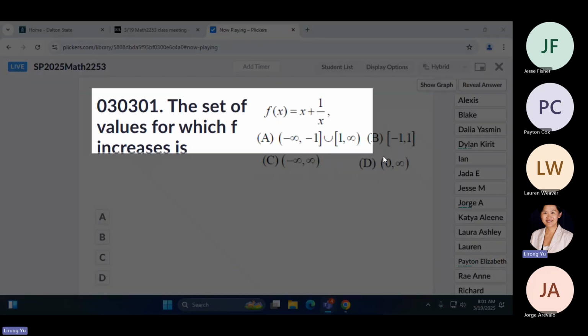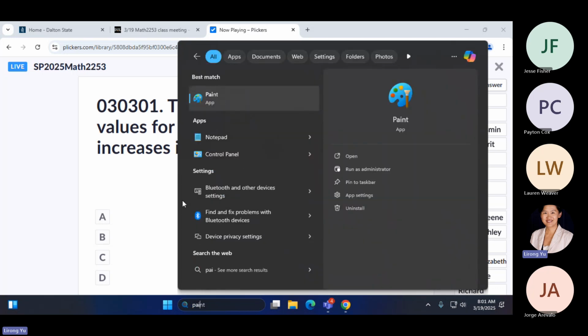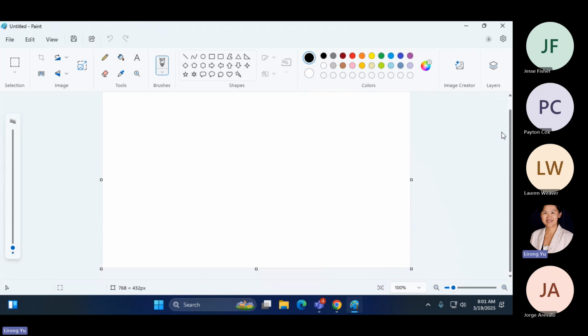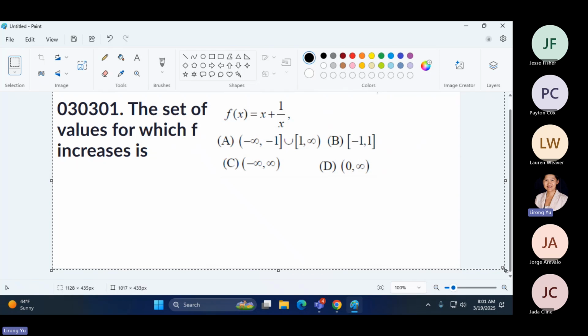Let me try to organize this so it won't be as messy when I write on the board. It tends to get all crowded, partly because I try to write as big as possible. So here is our function.